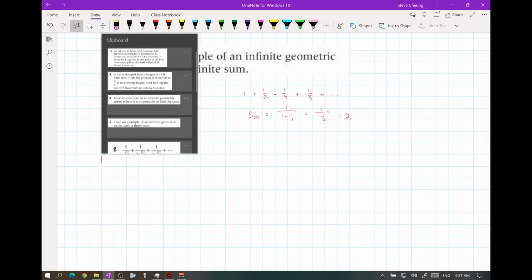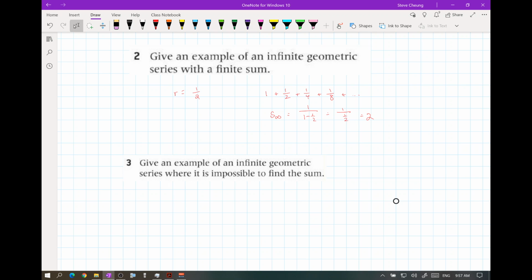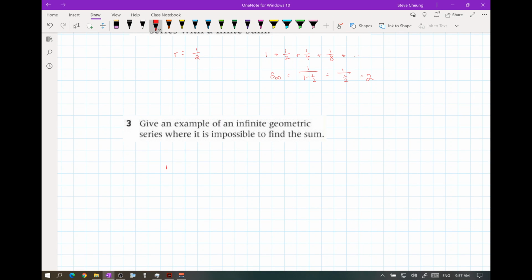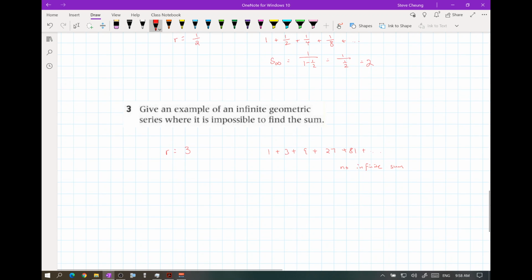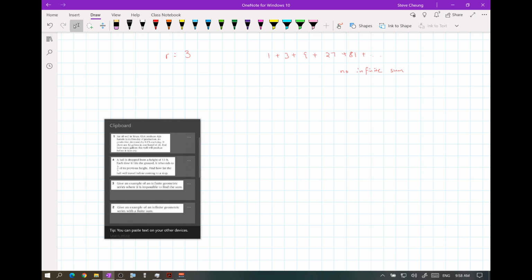Question 3 is also the same, except you want an impossible one. That means it diverges. So you just pick r to be anything that's outside of 1. You can do 2, you can do 4, you can do a million, you can do negative 1 billion, whatever. Again, I'm going to start off with 1, just to make it easy to calculate. No infinite sum, because these numbers get bigger and bigger. How big does it go? There isn't a biggest number possible. So it just keeps on going and going, like the Energizer Bunny.